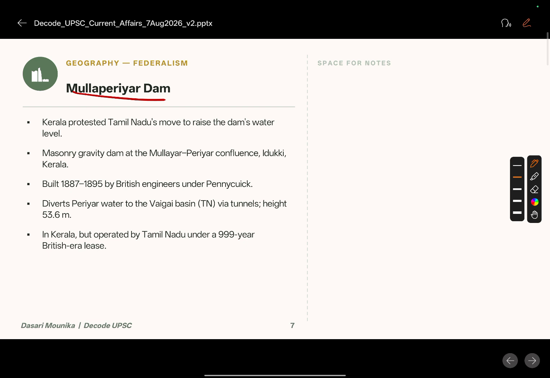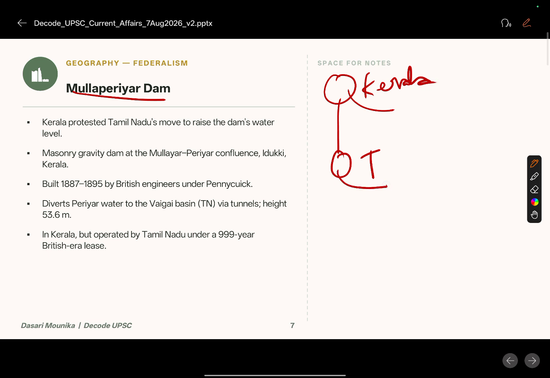So Mulla Periyar, to connect with this, we should know that Kerala as well as Tamil Nadu. The basic significance of this is that the dam is located in Kerala, but it is used by Tamil Nadu people. Why is it so?